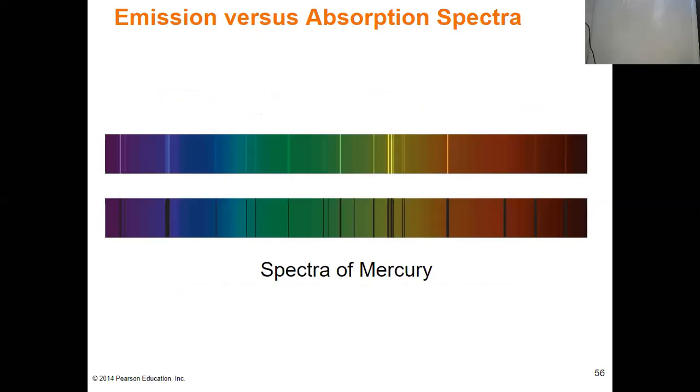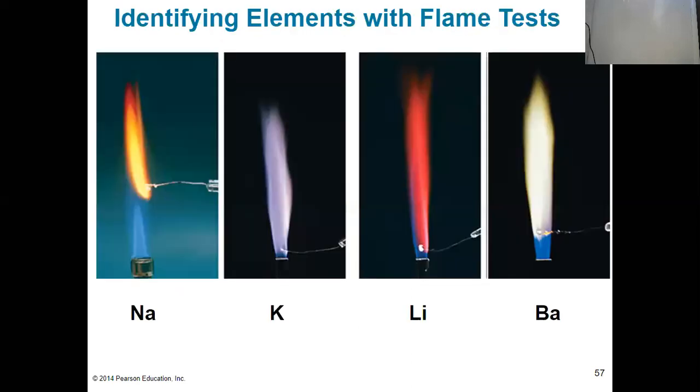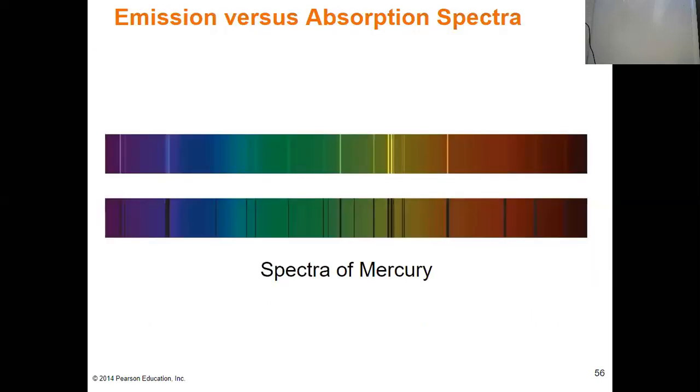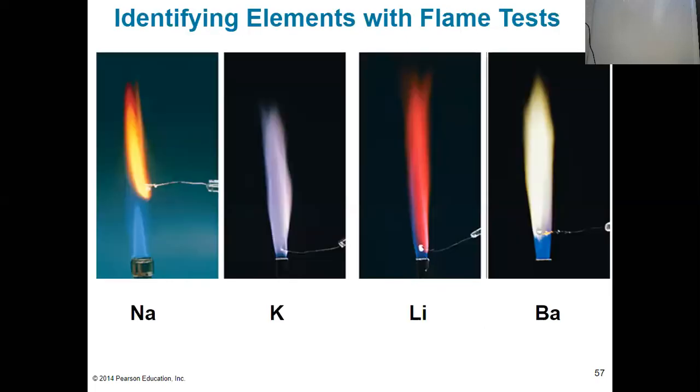Here is an example for mercury of both types. And these are some classic flame test examples. So you see, they're distinct. It's just that there's a lot more subjectivity to identifying an element with a flame test versus being able to look at these bands of light or dark. And that's what it seems like to me anyway.